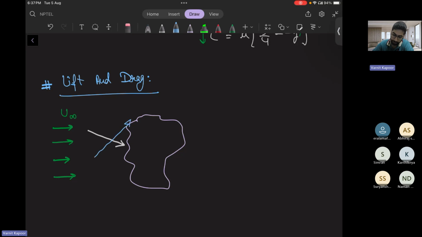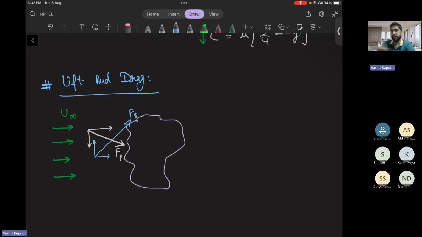Just like this. If I draw the components of the pressure force, this is FP, so this will be FP horizontal and FP vertical. And if I draw the components of the shear force, this is Fs, shear force, with its horizontal and vertical components. So a body can be pushed forward as well as lifted up.